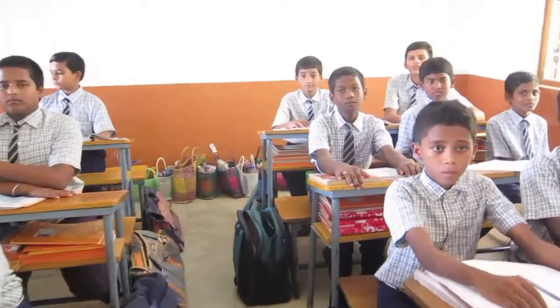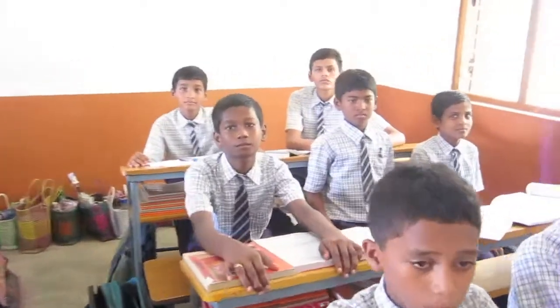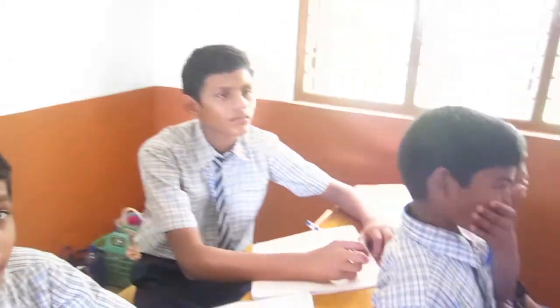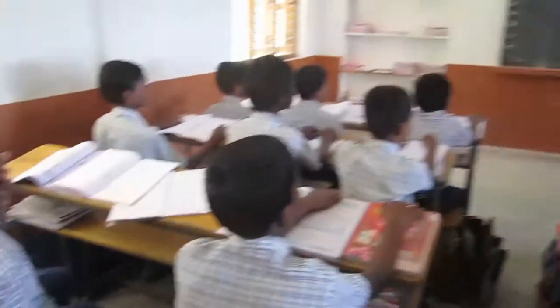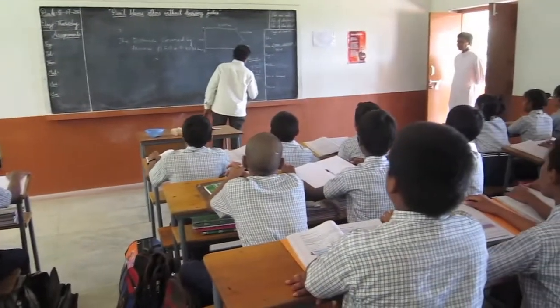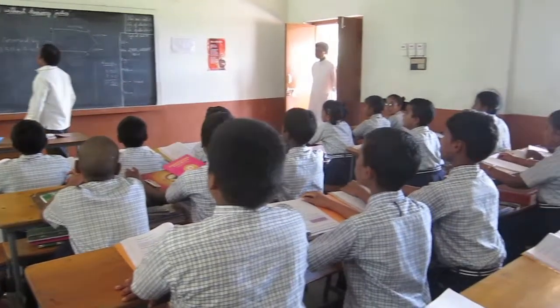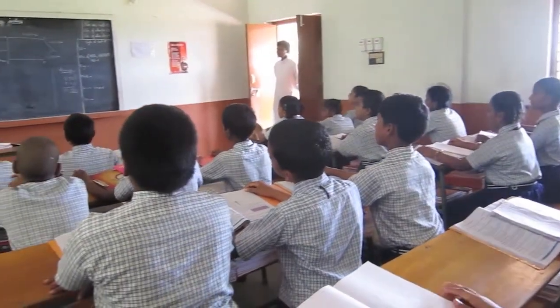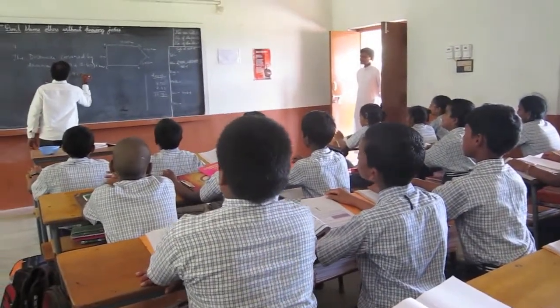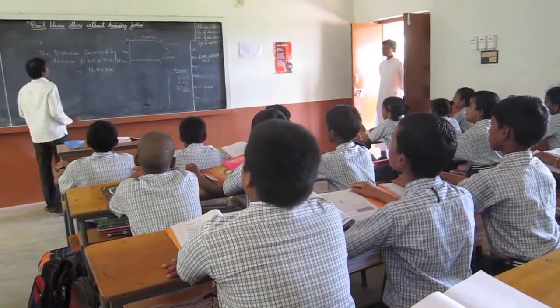9.50 plus 2.40. How much? Okay. 9 plus 2? 11. 11.90 what? Kilometers traveled by. Next.